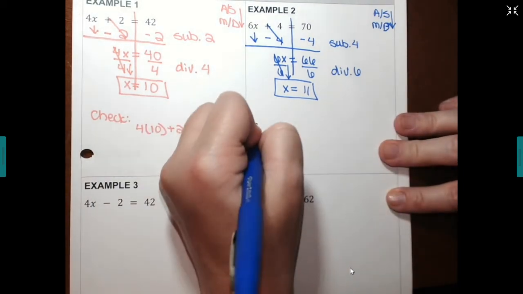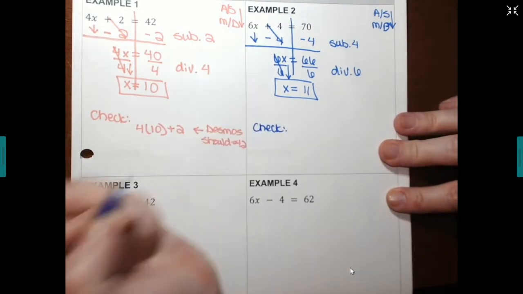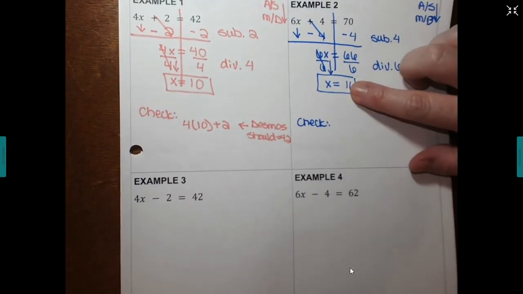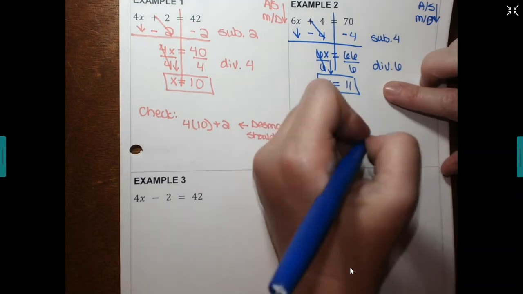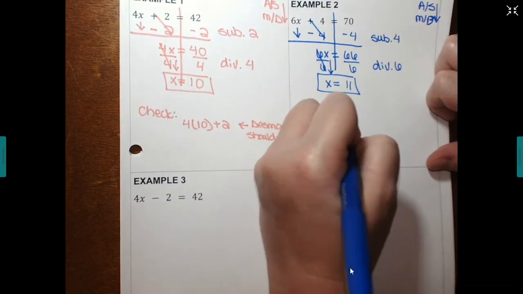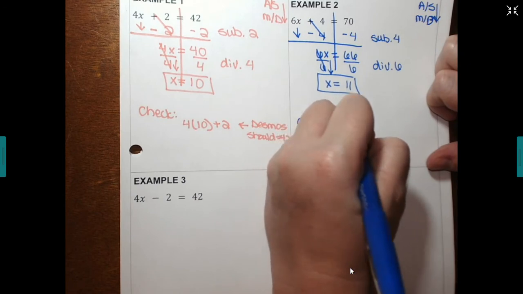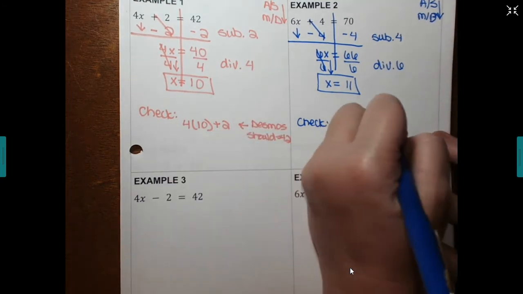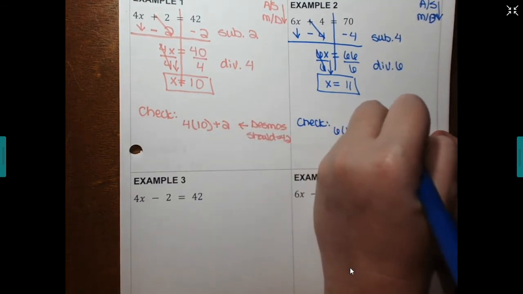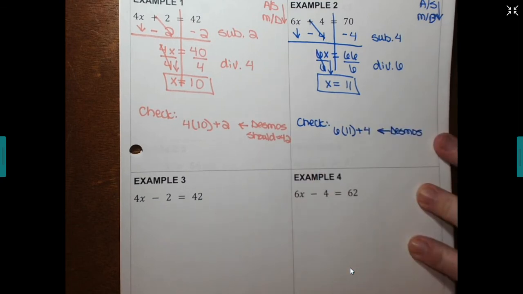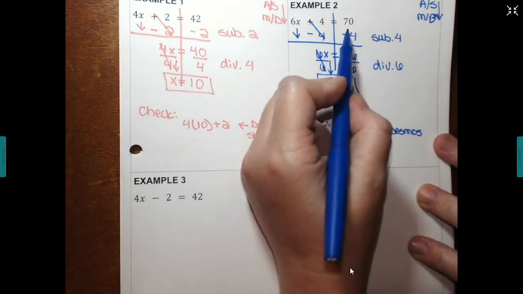On this one, to check it, just like we did last time where we substituted our value into our original, we're going to substitute 11 in for x. So we have 6 parentheses 11 plus 4. If you put that into Desmos, see if you know what it should equal. It should equal 70.